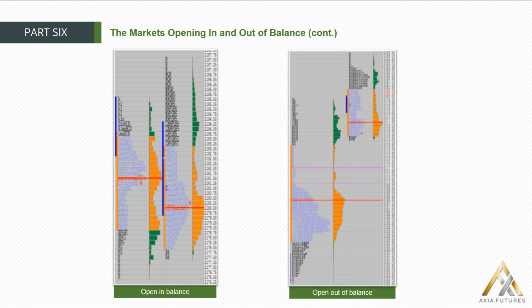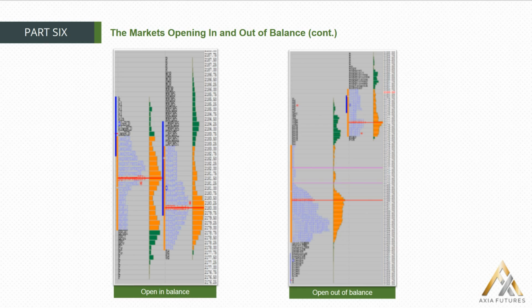And understanding that mere fact means that we need to turn our attention away from momentum aggressive type pattern plays to more passive and rotational type pattern plays. And again, we will develop these strategies as we head toward the back end of this module as well as module 3. The second example is where we open out of balance.